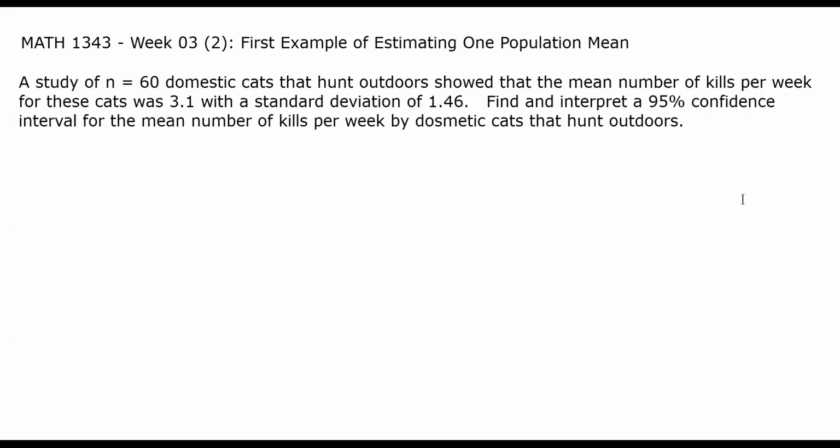Let's take a look at an example and see just how easy it is to construct a confidence interval for one population mean. A study of n equals 60 domestic cats that hunt outdoors showed that the mean number of kills per week for these cats was 3.1 with a standard deviation of 1.46. Find and interpret a 95% confidence interval for the mean number of kills per week by domestic cats that hunt outdoors.